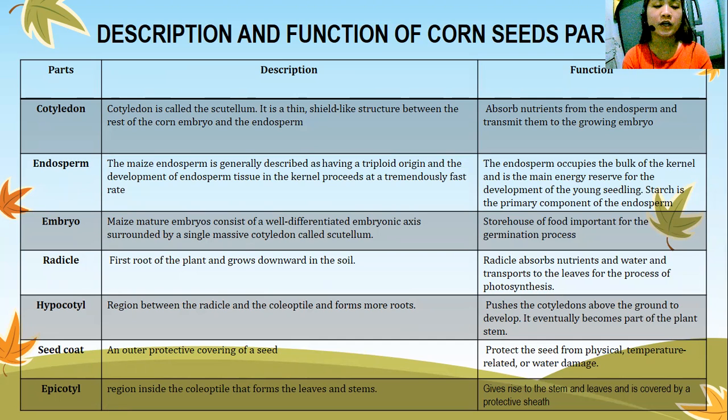The last part of the corn seed is the epicotyl. The description of the epicotyl is the region inside the coleoptile that forms the leaves and the stems. The function is that it gives rise to the stem and leaves and is covered by a protective sheath.